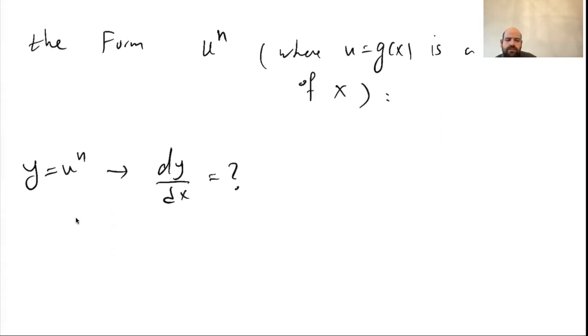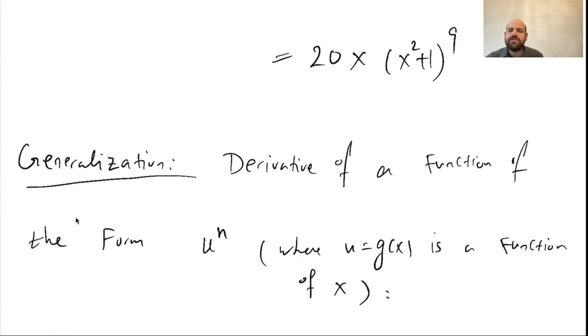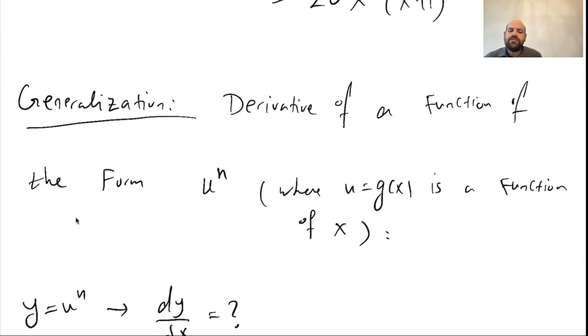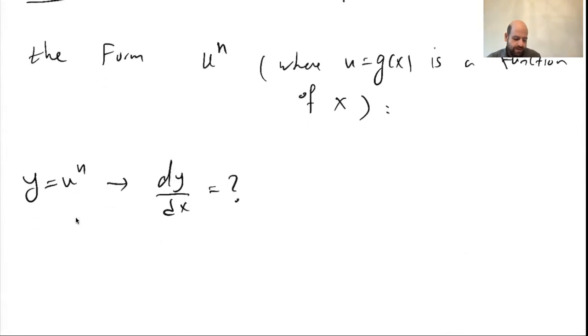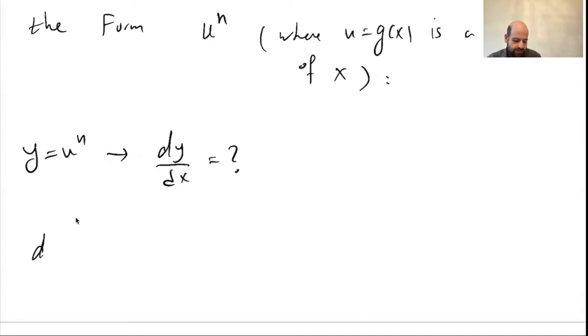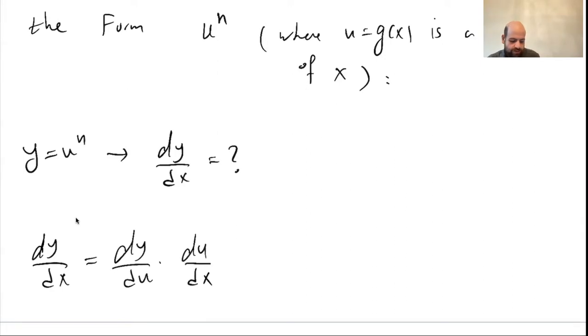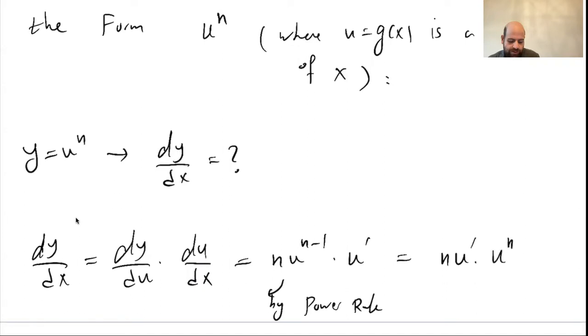So again, we can use the same idea. Previously we had u to power 10. We saw how to find the derivative. Now we can use the same idea to calculate the derivative of a function of the form u to power n. So dy over dx, we know that by chain rule, is dy over du times du over dx. For dy over du, y is u to power n, so the derivative with respect to u is simply n u to power n minus 1. So this is by power rule. And then derivative of u with respect to x means u prime.